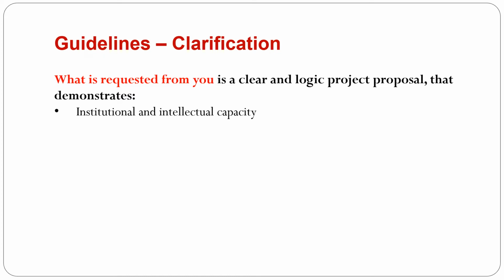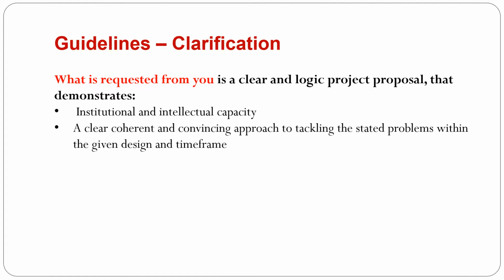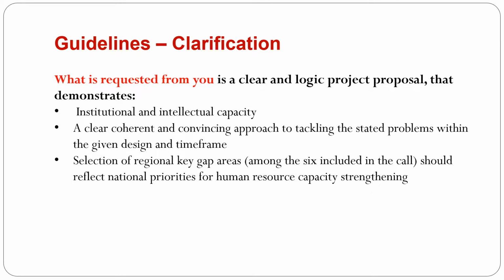What is the institutional and intellectual capacity that you put in place? Do you have a clear, coherent and convincing approach to tackle the stated problems within the given design and time frame? Meaning, how do you do with leadership, with education, with research, with partnerships, all of that? And the selection of the key gap areas that you make among the 6 that are included in the call should reflect national priorities for human resource capacity strengthening.